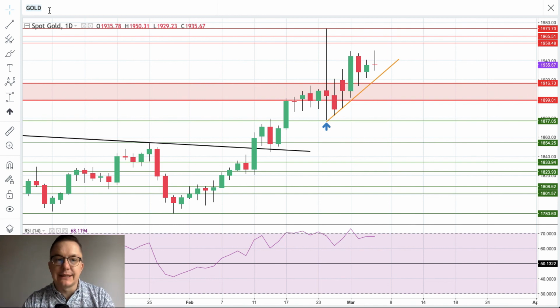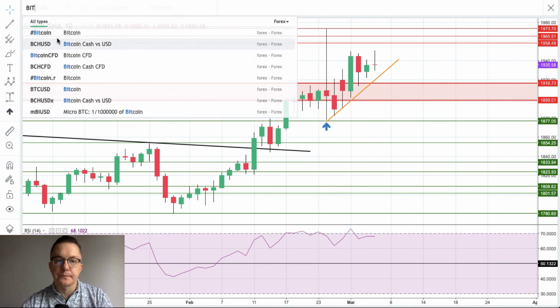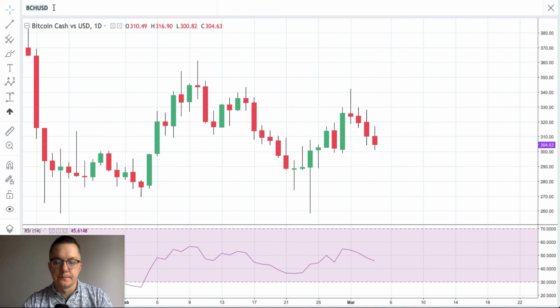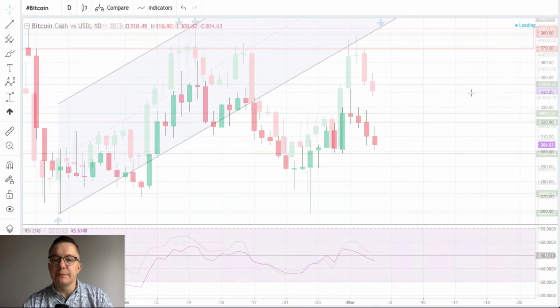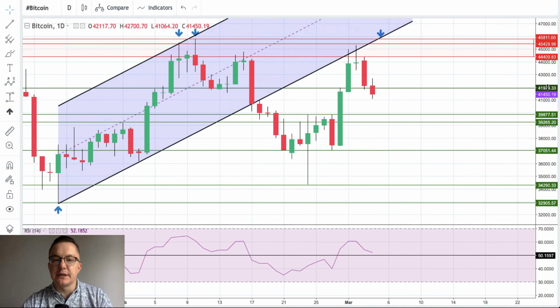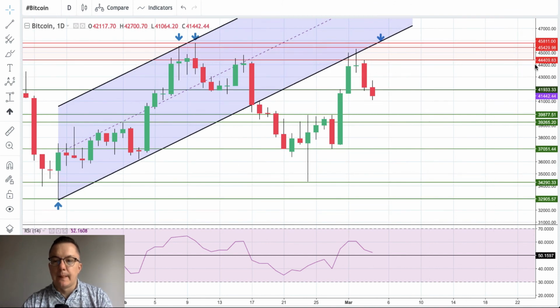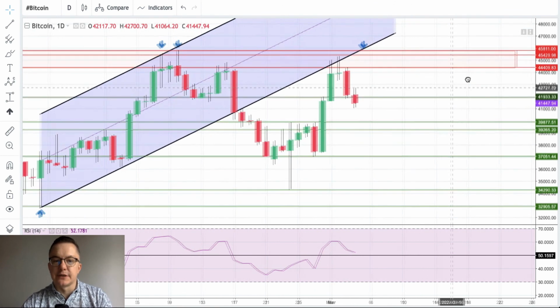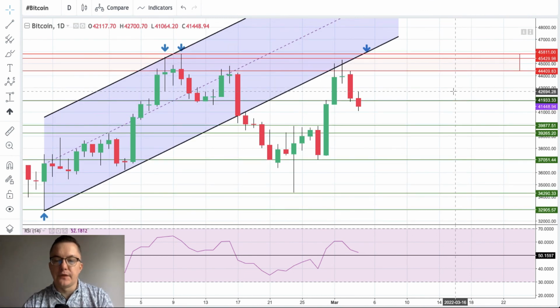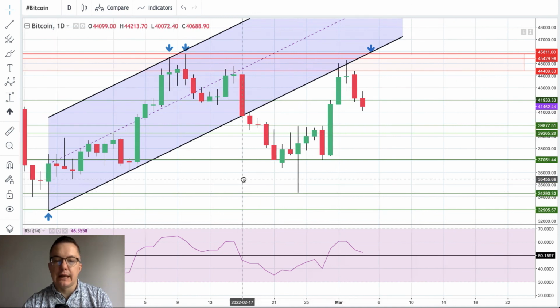So last but not least, let's take a look at Bitcoin. The Bitcoin market has been rejected again from this zone, the red rectangle zone. We know very, very well that this zone is the key zone for market participants, especially for bulls, and any breakout above this zone is very bullish. What do we have here? We have a three-wave advance.